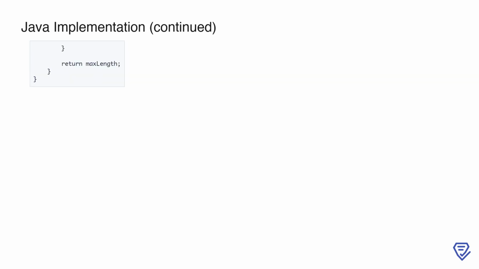Finally, after the loop completes, we return max length as the result, which represents the length of the longest substring with at most two distinct characters. This implementation efficiently handles the problem using the sliding window and hash map approach, ensuring that we achieve optimal performance. The overall time complexity of this solution is O(n), where n is the length of the string s, as each character is processed at most twice, once when added to the map and once when removed. The space complexity is O(1), since the size of the map is limited to two distinct characters. With this, the implementation is complete, and the method is ready to be used to solve the problem.